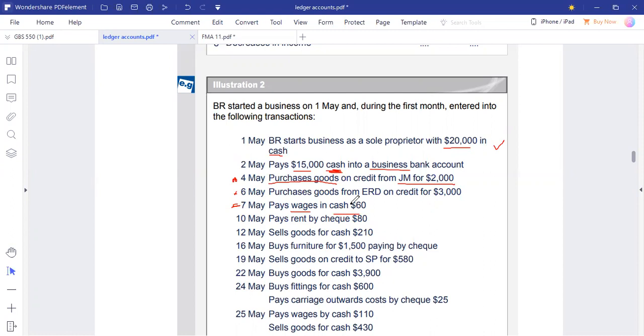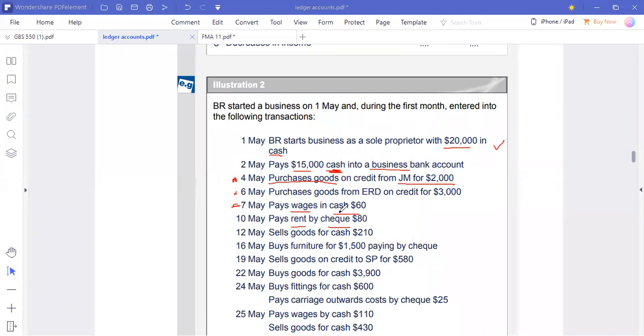Continue with the rent, paid rent by check. They're similar. So rent also we have to debit, and then we credit bank. Is it bank? Yes. I don't know which account we're using. Bank, right? Yes. Excellent. So exactly what she said.